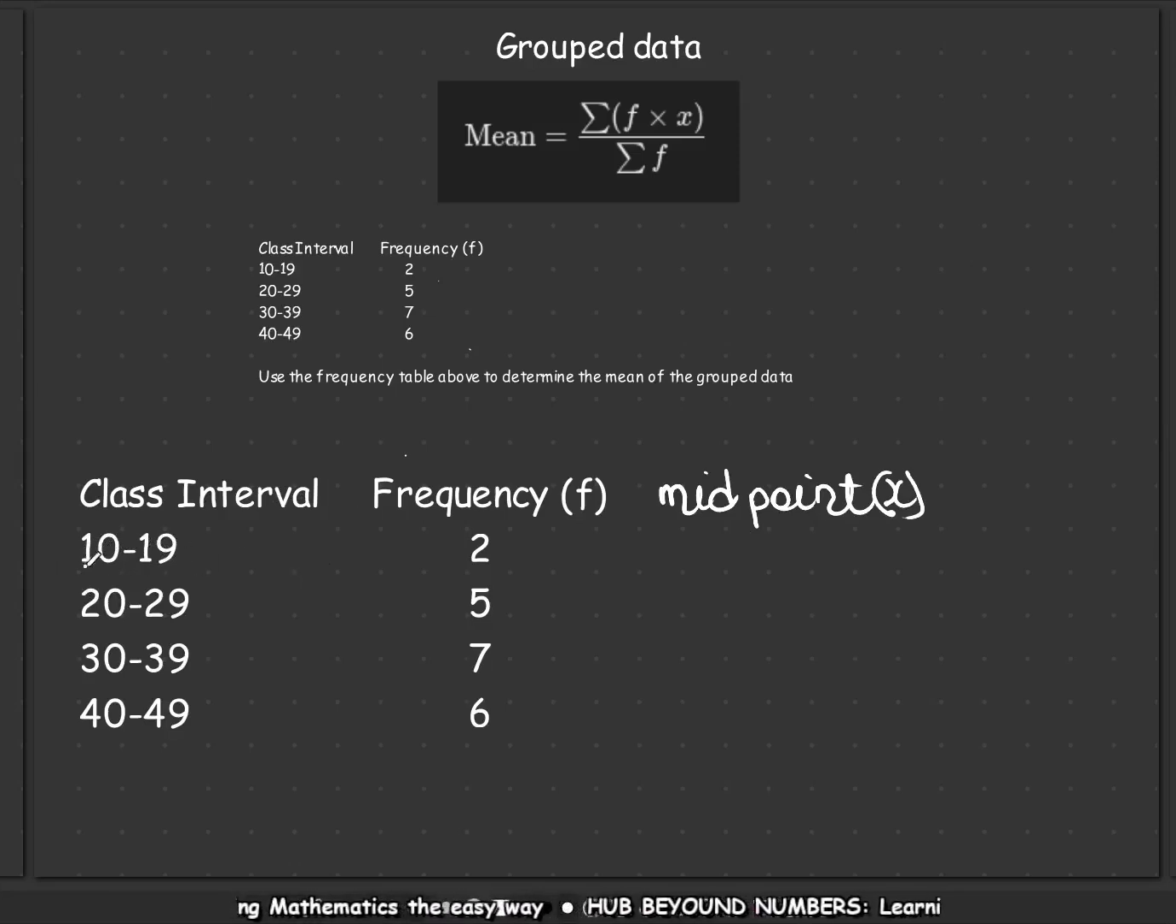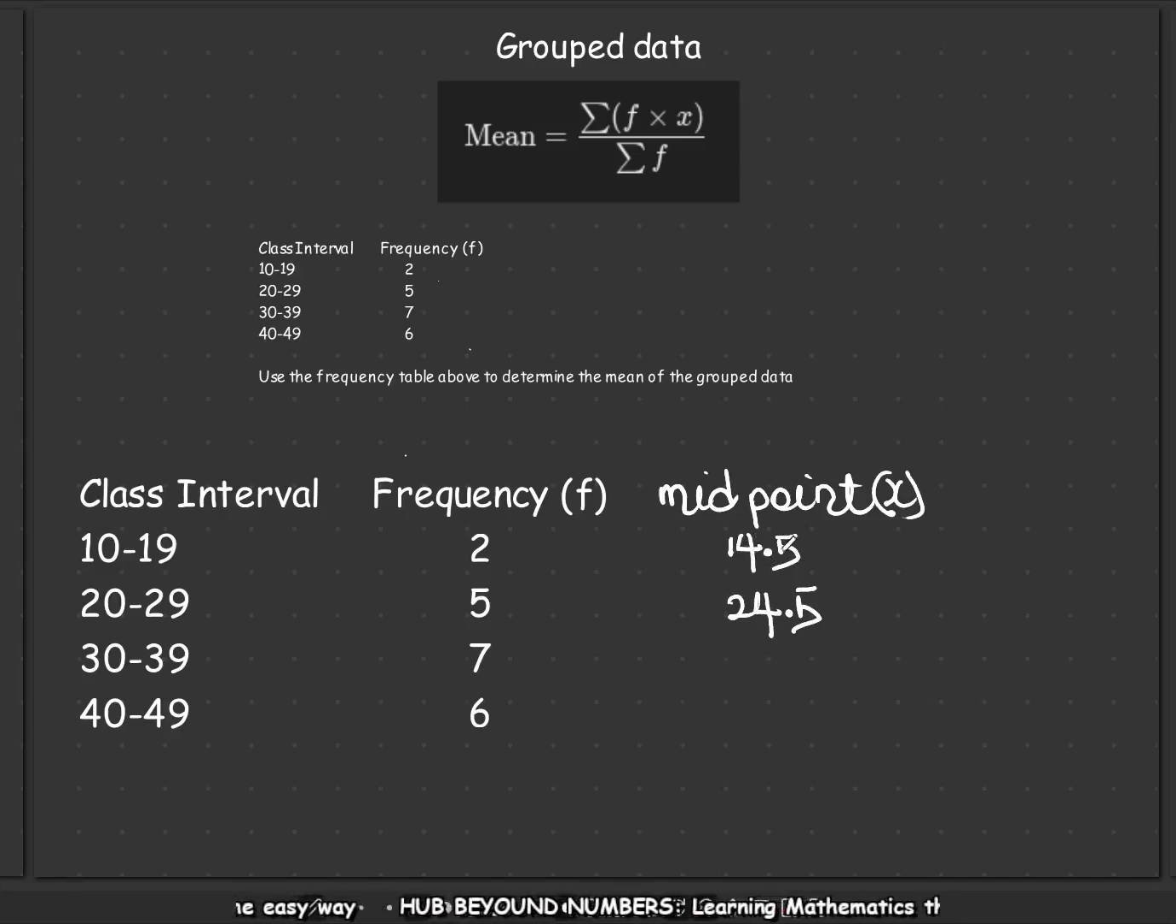So for this here, we have 10 plus 19. That gives us 29. 29 divided by 2 gives us 14.5. The same way, you have your 20 plus 29. Then you divide it also by 2. That is 49 divided by 2. That gives us 24.5.